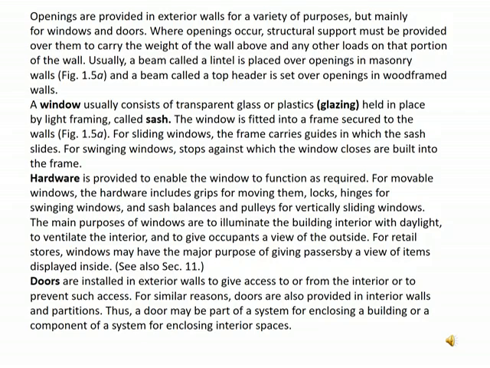For sliding windows, the frame carries the guides in which the sash slides. For swinging windows, short gauges by which the window closes are built into the frame. So this is how to control the swinging window and the sliding window. Hardware is provided to enable a window to function as required. For a movable window, the hardware includes grids for holding them, hinges for swinging the windows, and sash panels and pulleys for vertical sliding windows.